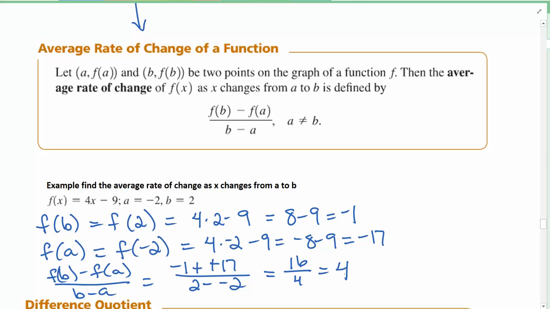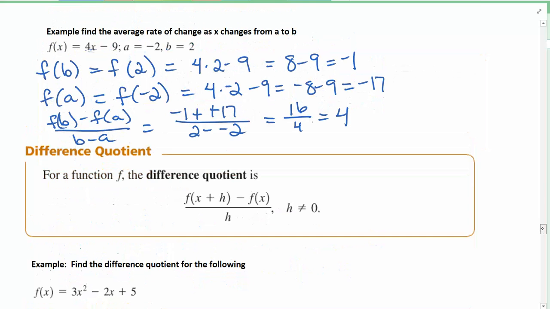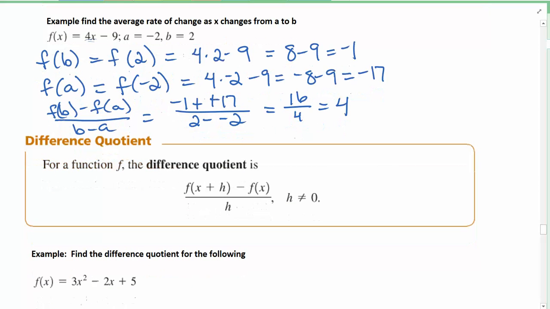I'll tell you, this was a linear function, and the average rate of change ends up just being the slope of the secant line. So in this case, because you're dealing with a line, it's just the slope of the line. But if you were dealing with a different type of equation, it wouldn't be just the slope of the line.